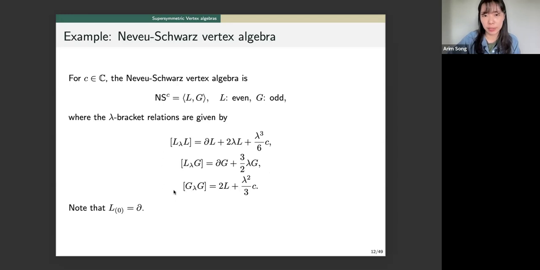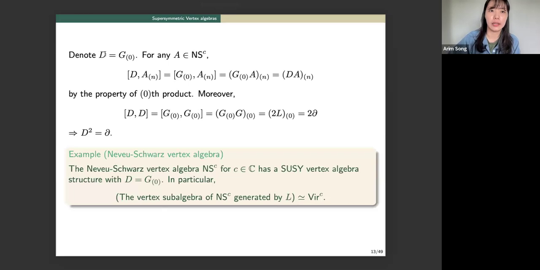And note from this lambda bracket relation that the zeroth product of L is actually equal to the translation operator of the vertex algebra. So in this Neveu-Schwarz vertex algebra, we can take the map D as the zeroth product of the odd element G. Then one can easily deduce that it's an odd derivation by the property of the zeroth product. And also, since L appears in the zeroth product between G and G, one can compute that the supercommutator of D and D is equal to 2 partial, which implies that the square of D is equal to the translation operator.